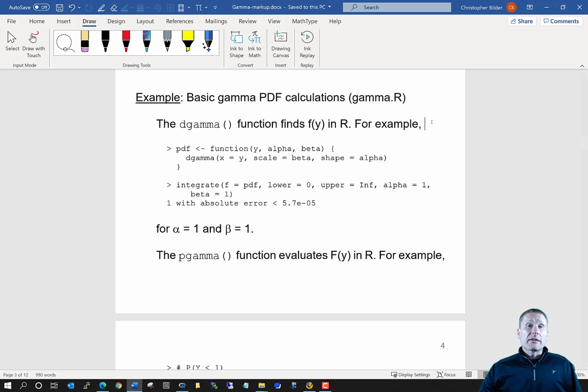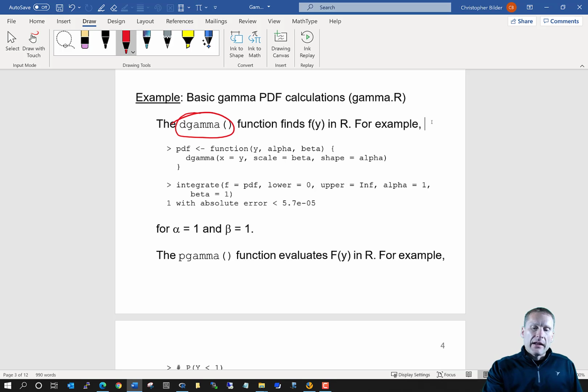Okay, let's take a look at some basic calculations with the gamma PDF. First of all, this is a dgamma function. It's what finds f of y for us. So this d function works similar to what we've seen with other functions like dnorm. And if I wanted to, I could set up a function called PDF in R that allows me to evaluate f of y, where I'm going to pass in information in addition to y. We're going to pass in alpha and beta.